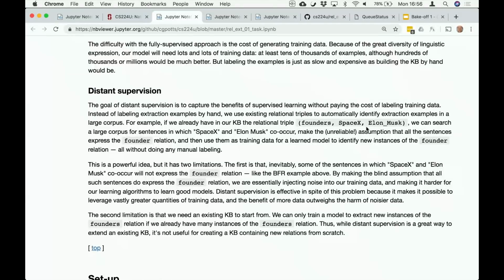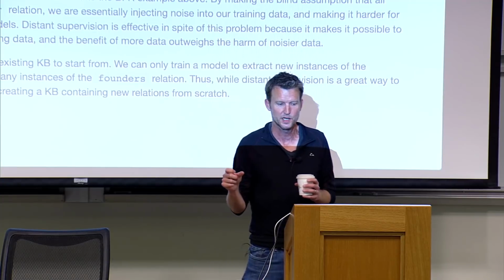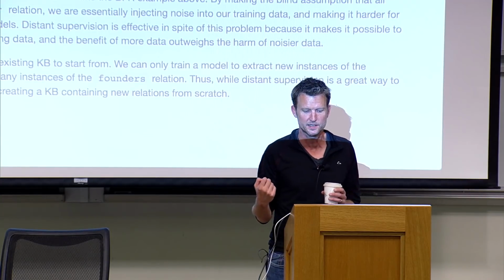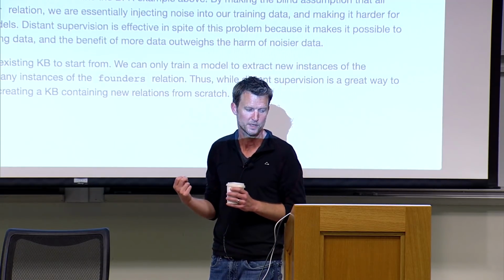So the big innovation that I want to focus your attention on and get you excited about is this idea of distant supervision. So here's the big idea. This is the big conceptual breakthrough. We're going to sidestep the need to manually annotate entity mentions in a sentence by using an external resource as a source of truth. So in particular, we're going to use relational triples from an existing knowledge base to automatically identify extraction examples in a big corpus.